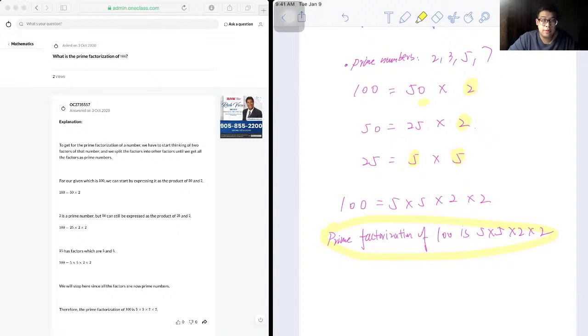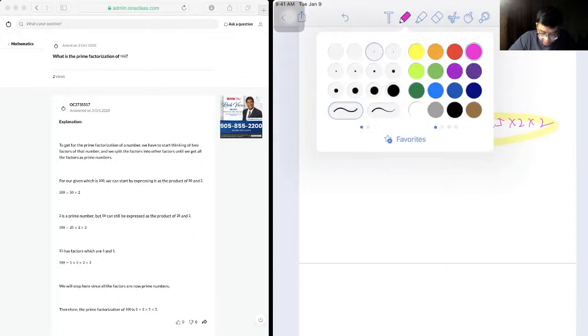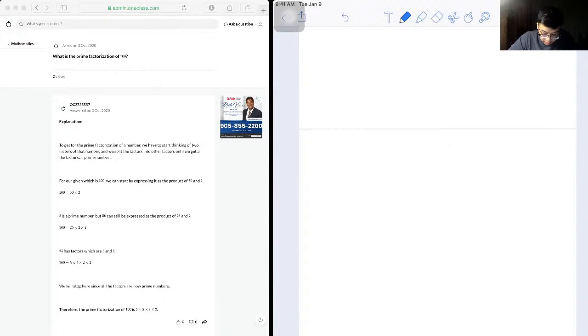And also, there's another way of solving this, which I personally prefer. So whenever we have a number we want to factor, I write this form. So 100 can always be written as 20 times 5. And also 20 can be written as 4 times 5. And the 4 can be written as 2 times 2.